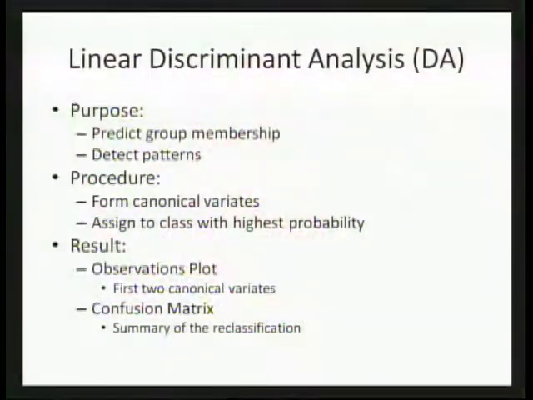Again, it forms new axes called canonical variates. These are set to minimize the within-group variance and maximize the between-group variance. So all 100 scans from one dye, essentially we want to be really clustered together, but we want those 100 scans to be completely separated from the 100 scans of another dye. Again, the results are an observation plot, which is a 2D plot of the first two canonical variates, and we also get a confusion matrix, which is a summary of our reclassification accuracy.